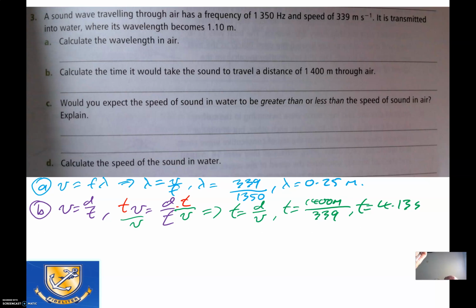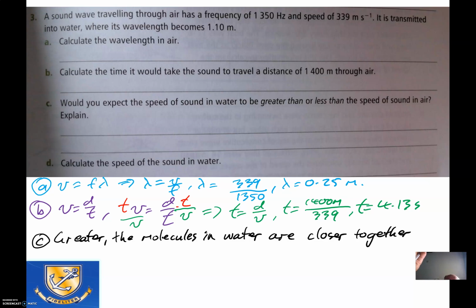Now, this last one here. Would you expect the speed of sound in water to be greater than or less than the speed of sound in air? Explain. I said, like the book, that it would be greater, but I used a different reason from them. Both are right. The reason I gave is the molecules of water are closer together, so therefore they don't have to move so far to bump into each other, and the wave of sound can move along a lot faster.